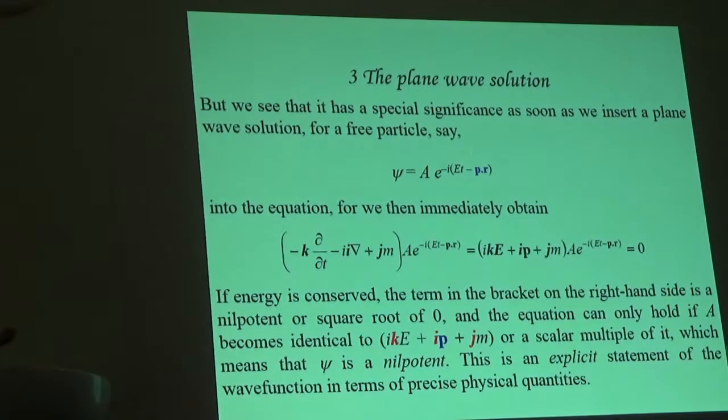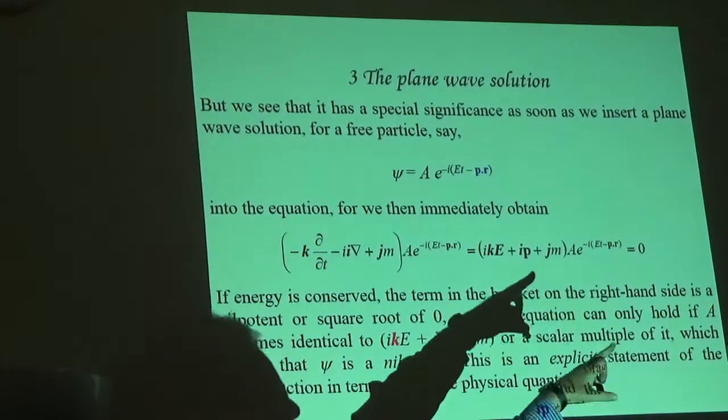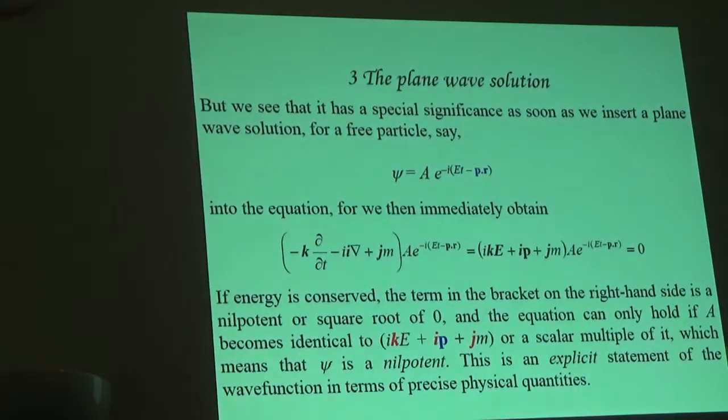Now, let's see what happens if I take the plane wave solution for this equation. The first thing you ever do, take the plane wave solution. When I do it, that object comes out from the differentiation. And when I look at that equation, I see that E can't be zero, so the A times the bracket must be zero. The only way that can be zero is if the A is identical to that, or just a scalar multiple of it. So we now know what our A must be to solve this equation. It must be this, and it must square to zero.